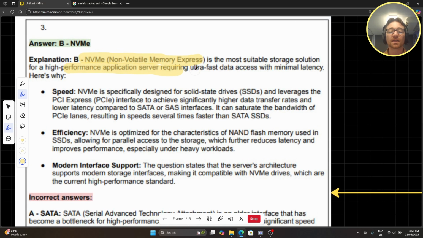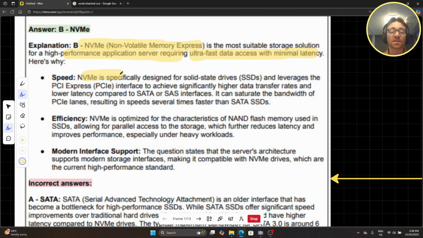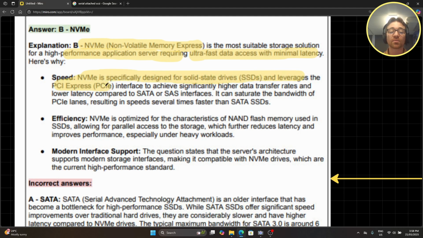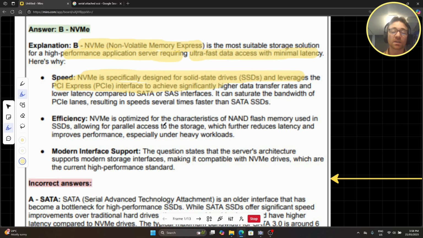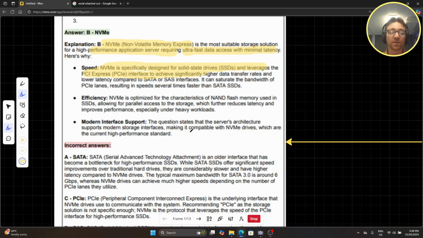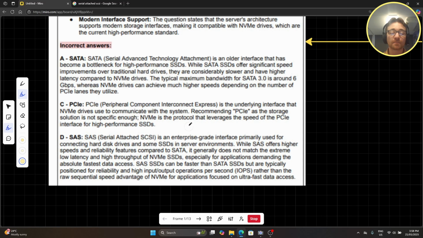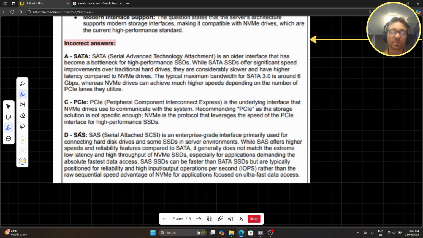Guys, if they're saying they need ultra-fast data access with minimal latency, remember, NVMe is specifically designed for solid-state drives and leverages the PCIe Express interface to get really, really fast speeds. It is pretty much the fastest one you can get, right? And you might have been potentially leaning towards PCIe. Remember, NVMe uses PCIe, but NVMe is the protocol that is actually in use there. PCIe just allows the use of NVMe.